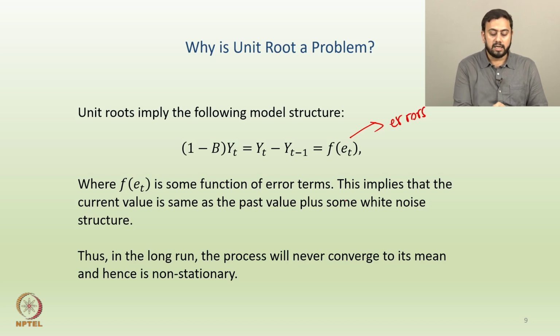This implies that the current value, which is yt, is the same as the past value plus some white noise structure, because yt would be yt minus 1, if you take this on the other side, plus a function of errors. So, what do you mean by that? Thus in the long run the process will never converge to any mean, which means that the process is in fact non-stationary. If the process does not converge to a particular mean, we can say that the mean is changing, or the mean depends on time. So, under all these assumptions we can say that the process itself is not stationary.